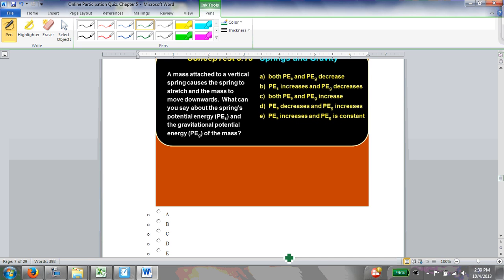A mass attached to a vertical spring causes the spring to stretch. Let's just draw a picture here. As that mass goes down, x of the spring increases. But as it goes down, the height of the spring decreases. So since x increases, the elastic potential energy of the spring goes up. But the gravitational potential energy goes down. So that is, PEs increases. That's option D.